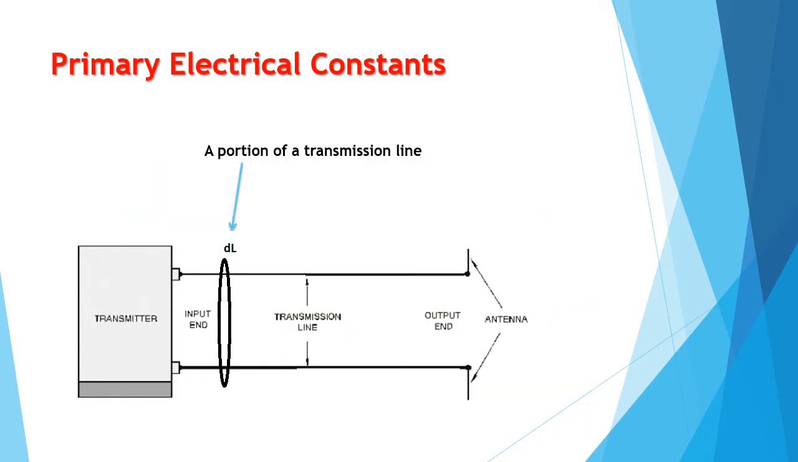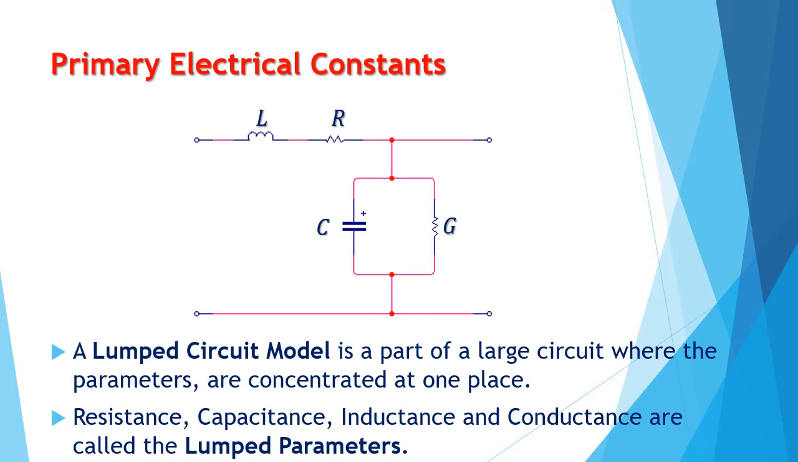Now, how do we analyze the primary electrical constants? To analyze the primary electrical constants, we have to take a portion of the transmission line, not the entire transmission line, but only a portion of it. Like the figure below, as you can see, there we have a transmitter and an antenna. The transmitter is our input end and the antenna is the output end. The two are connected by a transmission line, and to analyze the transmission line, we have to take a portion of it, and then we can now find the lumped parameters.